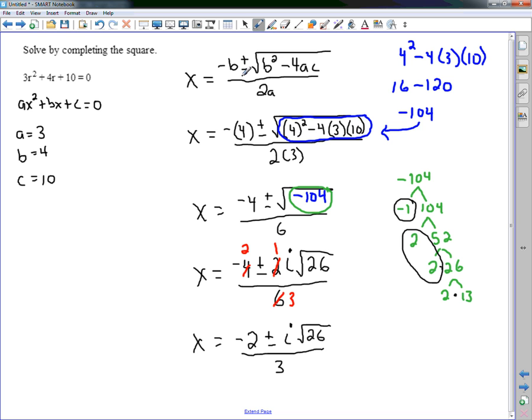This process may be easier for you to do than completing the square because of that fraction that's created. So the process is really up to you. As you start to learn the material, you'll start to figure out what process you like more and focus on that when you start solving problems. I hope this was helpful.